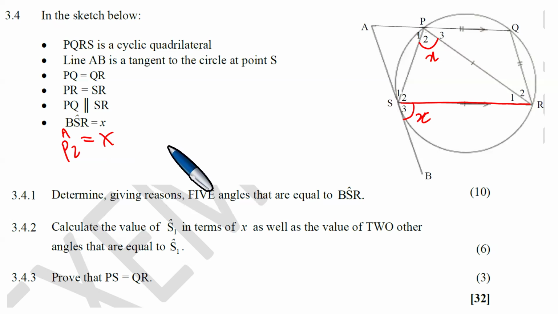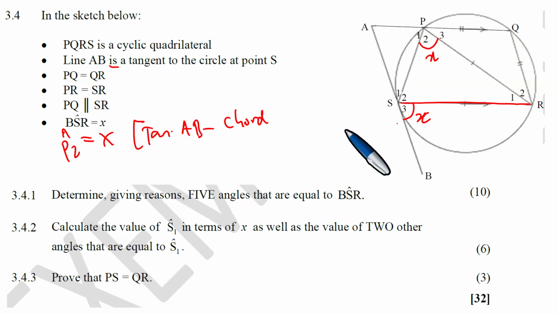In the next question, this is the tangent, so it's going to be tangent AB and chord SR. Obviously you can see that the angle between the tangent and a chord equals the one in the alternate segment. This one is X already. But what else can we deduce at this point? Anything else that we can deduce?